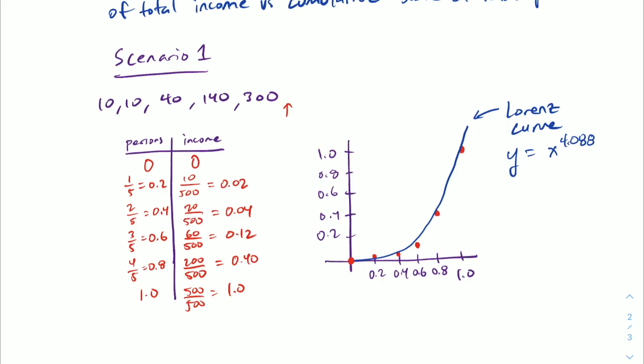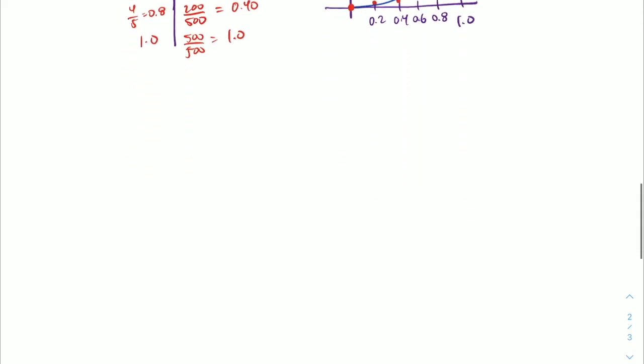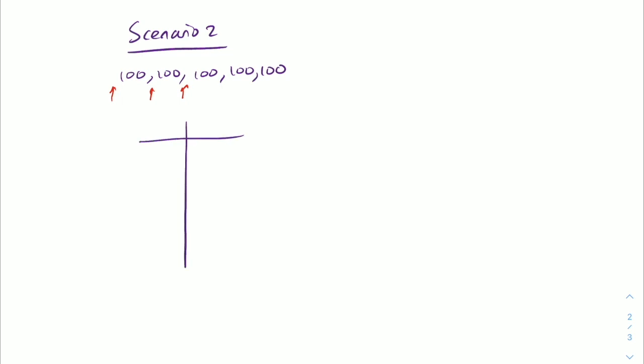All right, let's look at another scenario. In this mini economy, everyone makes $100,000. So the total amount of income is, again, $500,000, but everyone's making the same amount. So as we move from left to right past these people, we're going to be gaining $100,000 every time. So if we draw the table and look at persons accumulated and income accumulated, we're going to get 0 and 0 at the beginning over here.